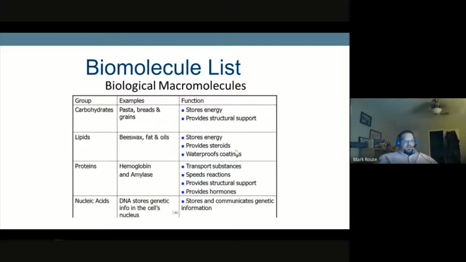It also provides steroids, and when they say steroids, we're talking about steroids your body uses and needs. Lipids are found when we get into the cell membrane, and we start talking about parts of the cell, you'll see more lipid involvement.